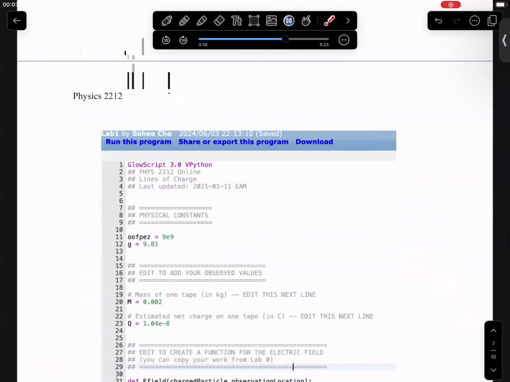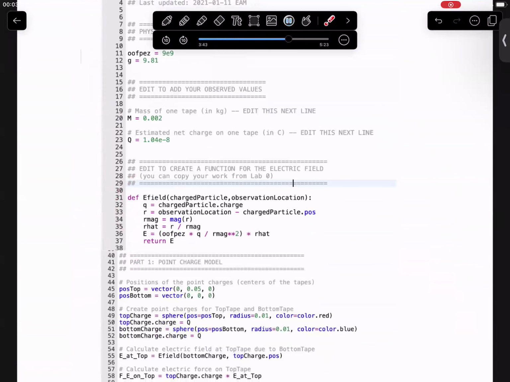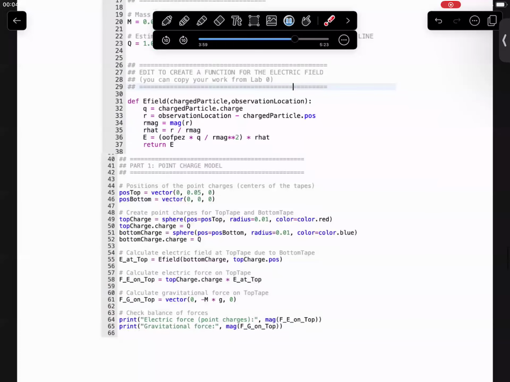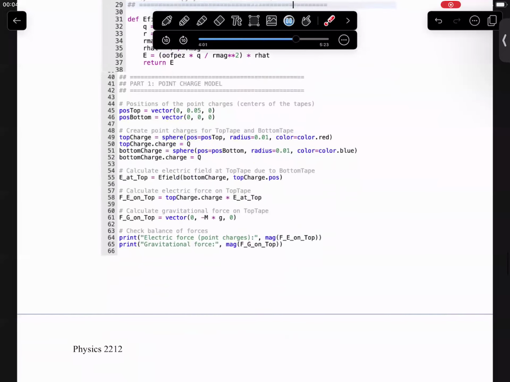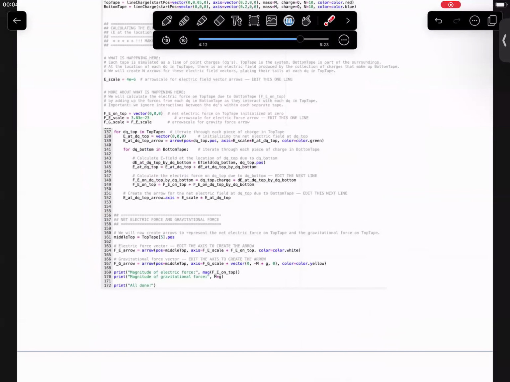Here is the code for this lab. First of all, we set up the physical constants, and then created a function for the electric field, and from this we start part 1. Here are the positions, and then creating the point charges, and then calculating the electric force and field. Then this part was given from the instructors, and here is the code for calculating the electric force and field. And then finally, we execute it by printing it.